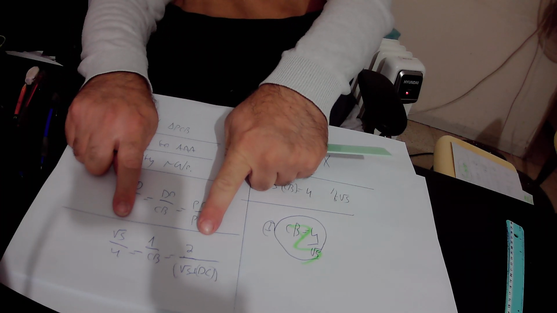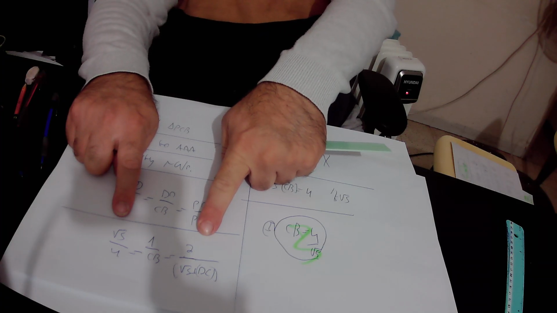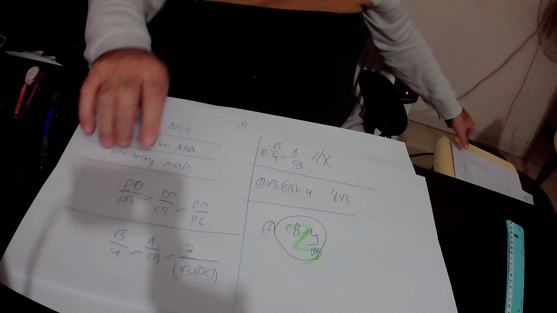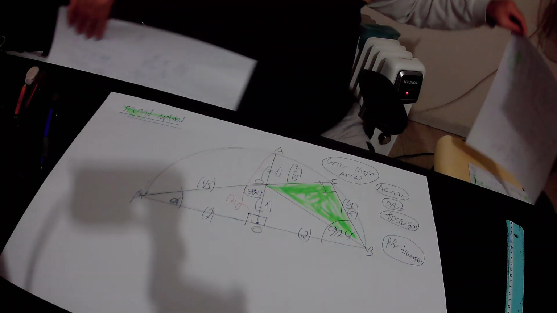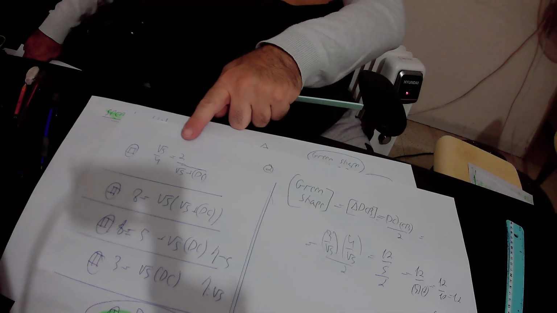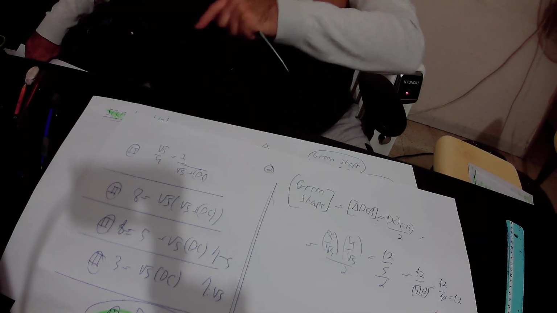Those two sides of the equation are also equal to each other, so we can get equation 2 from those two sides. That is to say, according to equation 2, square root of 5 over 4 equals 2 over square root of 5 plus DC.